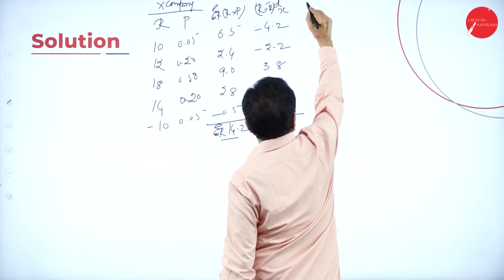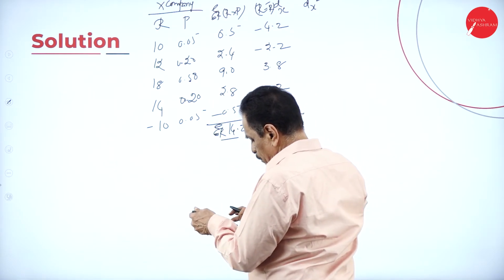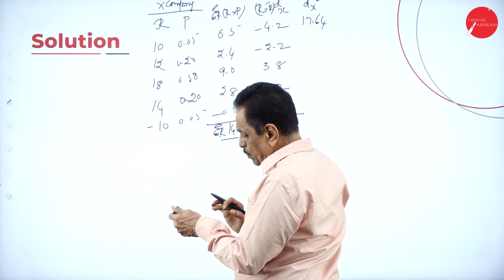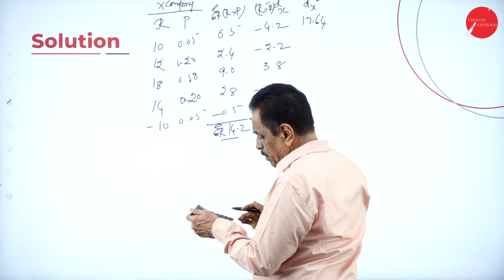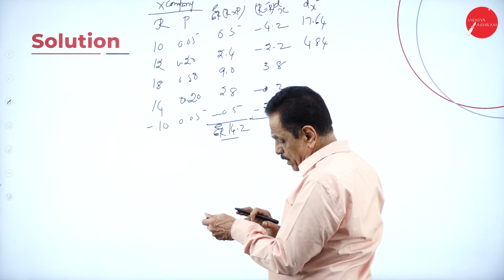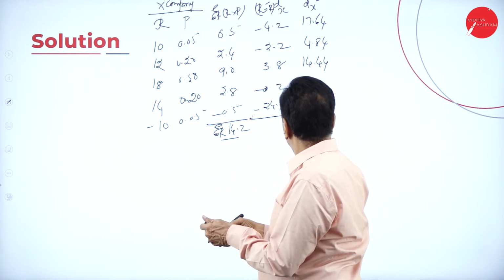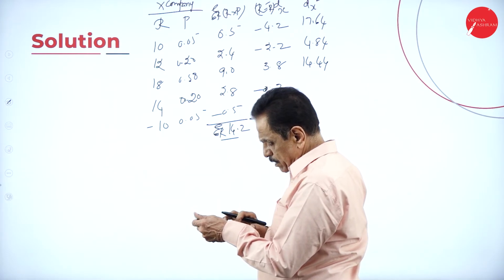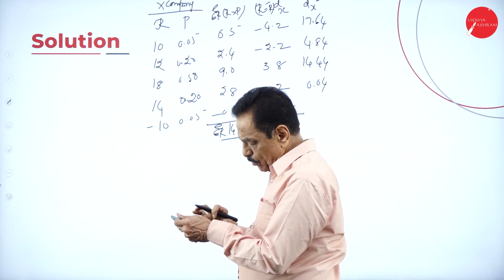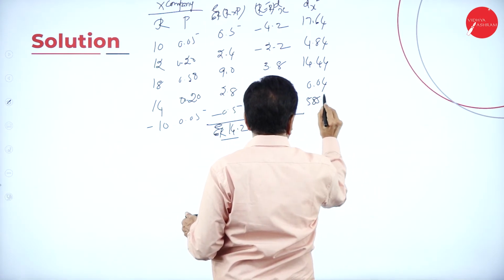Then dx square: 4.2 into 4.2, 17.64. 2.2 into 2.2, 4.84. 3.8 into 3.8, 14.44. 0.2 into 0.2, 0.04. 24.2 into 24.2, 585.64.